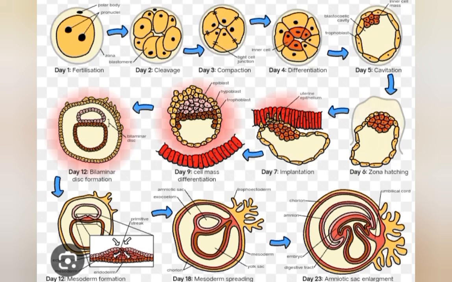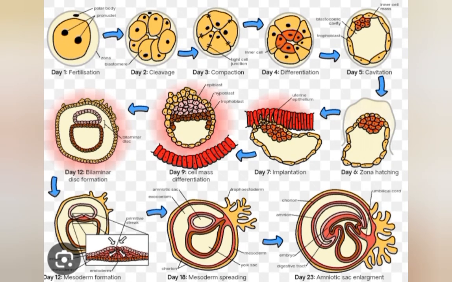On day 9 cell mass differentiation occurs, that is, the inner cell mass is differentiated into the epiblast, hypoblast and trophoblast. The trophoblast is the outer cell mass, and the epiblast and hypoblast are the inner cell mass.